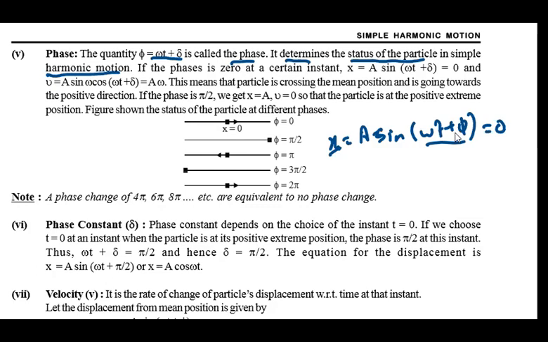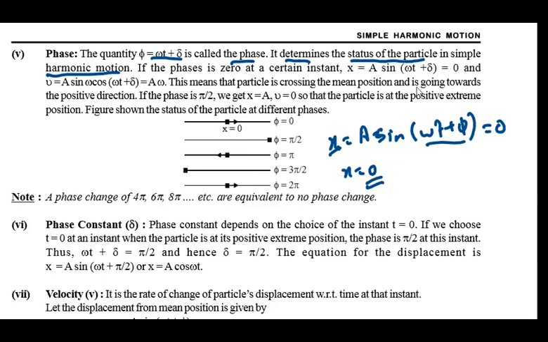Tell me. The x will be 0, because sine 0 is equal to 0, right? So x will be 0, which means it is at the mean position, yes or no? Right, the object is at mean position. It is not displaced. Agree everyone?